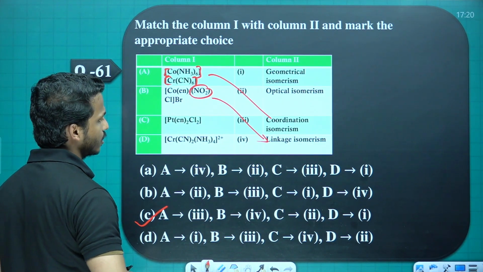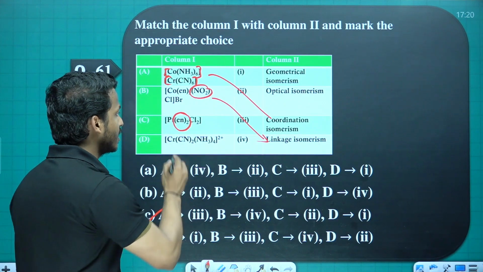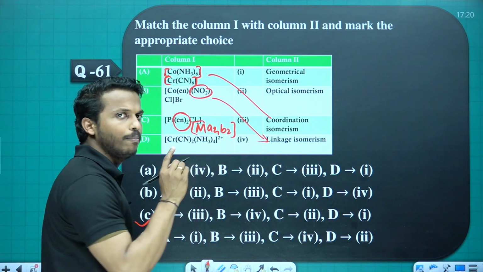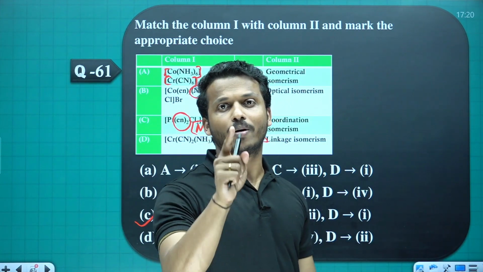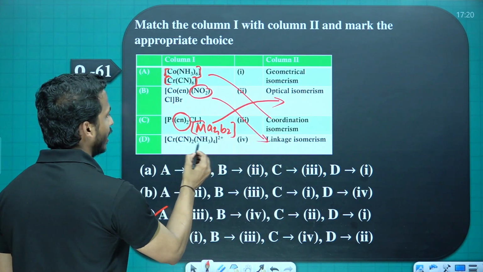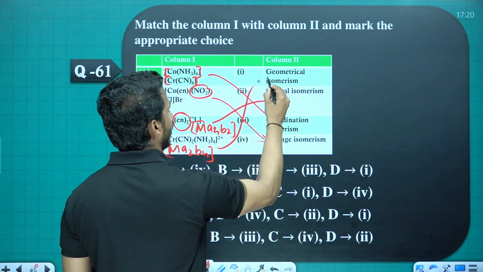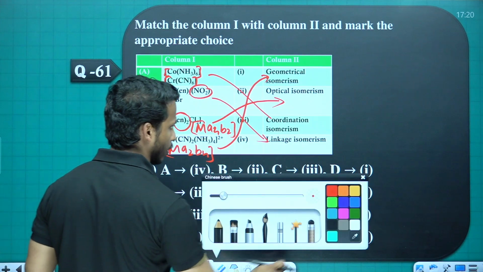C is given as which one? Optical. Okay. En twice is there, right? This is a type which one, my dear? Ma4B2. We studied Ma4B2 can show cis and trans isomers, where the cis isomer is optically active. Yes, so optical isomerism is possible. And this is a type of Ma2B4. Yes, it can show which one? Geometrical isomerism. Yes, correct option. C is the most suitable one.